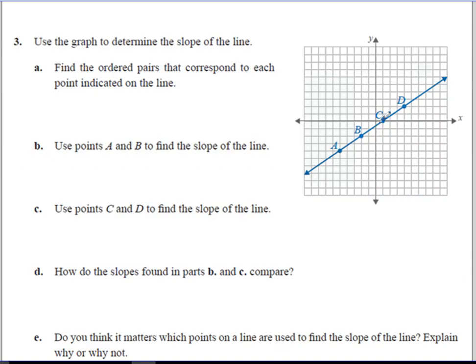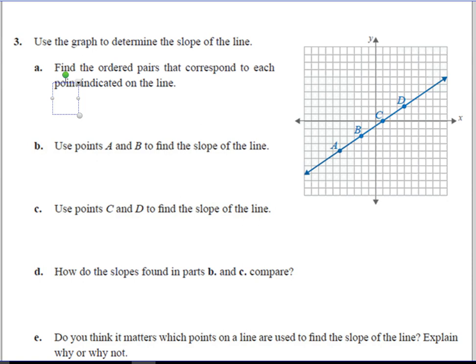And so, for example, here, since it's a graph, I would just count how I would go up and over, and not even necessarily draw a triangle in to get from one point to another. But if they just give you the ordered pairs, you have no choice but to do the math with your slope formula. Well, let's take a look at what they want us to do with this specific problem. It says use a graph to determine the slope of the line. Find the ordered pairs that correspond to each point on the line. So they want us to identify those points.